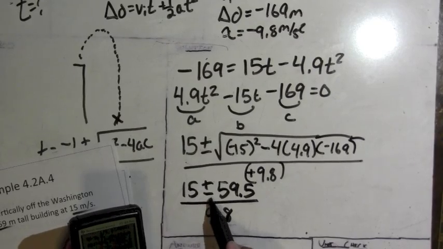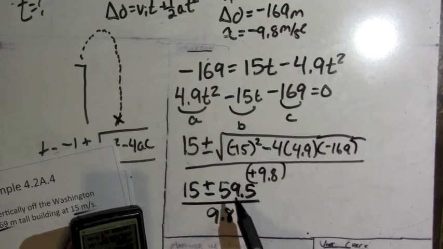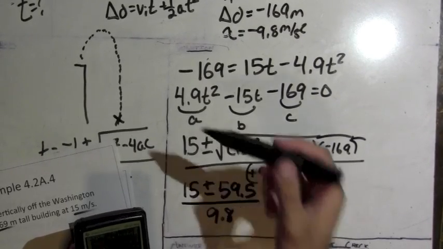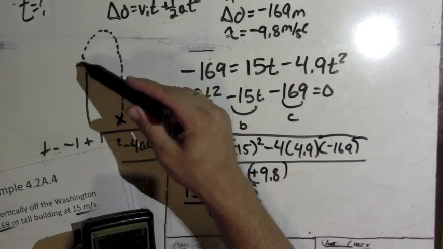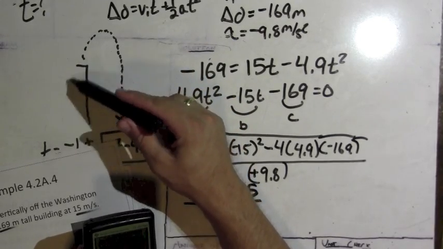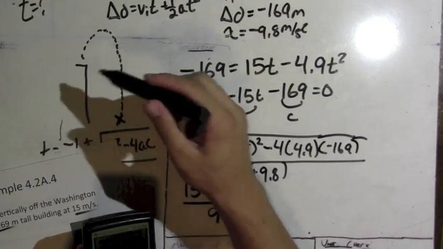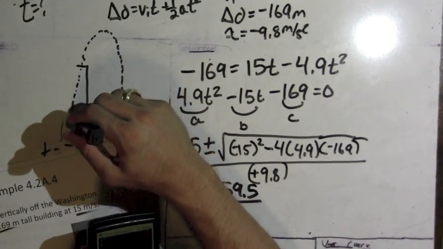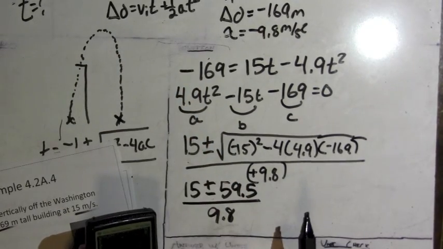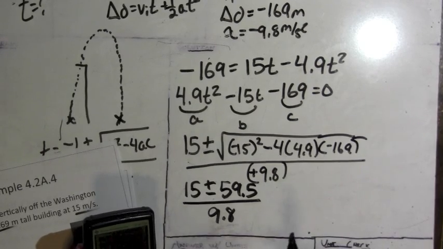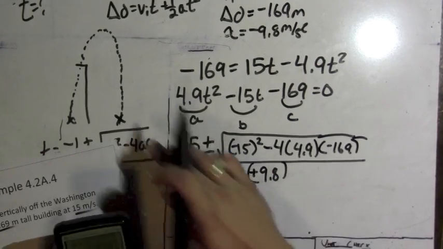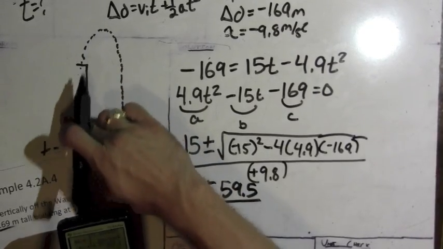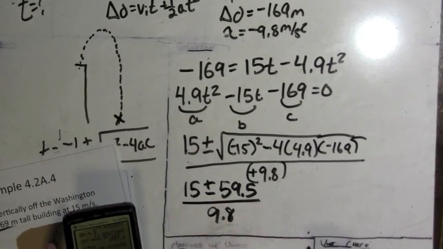Now, realize at this point there's only one solution that makes sense. If I do 15 minus 59.5, that's going to give me a negative value. And what that means is that this ball is going to take a negative amount of time to reach the ground. This is the imaginary continuation of this function, where if you took it back to the origin, this is what it would be. But it doesn't make sense in this particular case because you cannot have the ball hit the ground before you throw it. So that solution, although it makes sense mathematically, does not make sense in the real world.